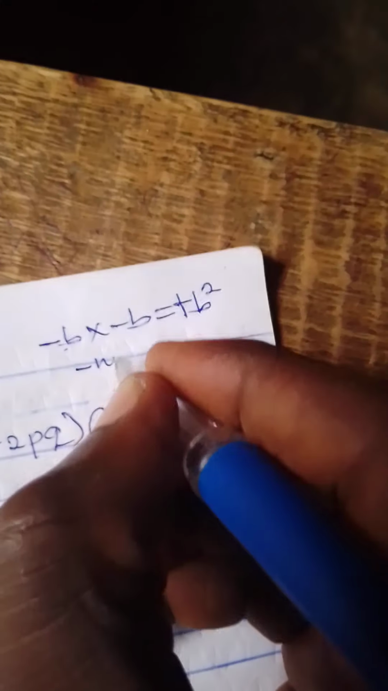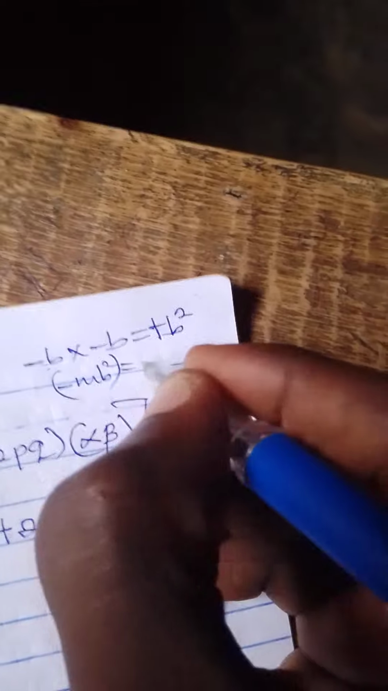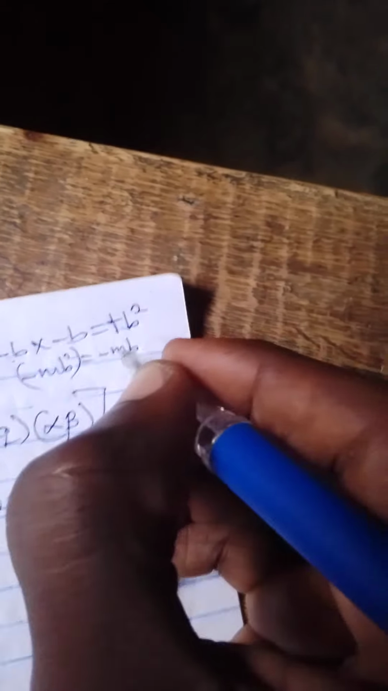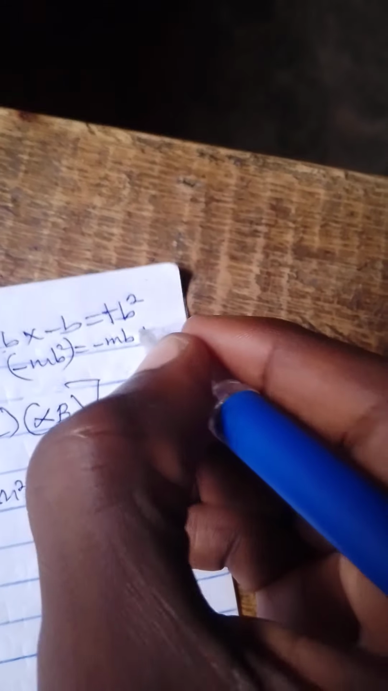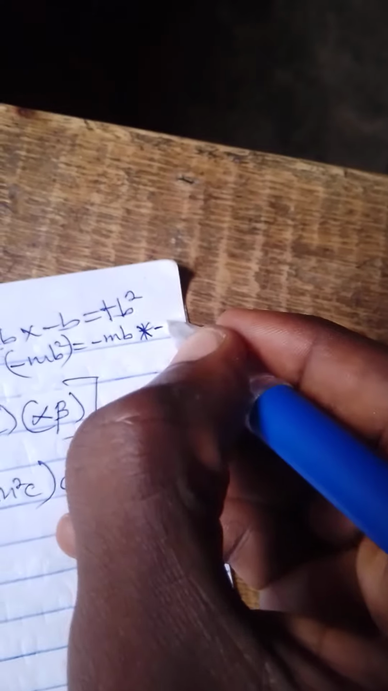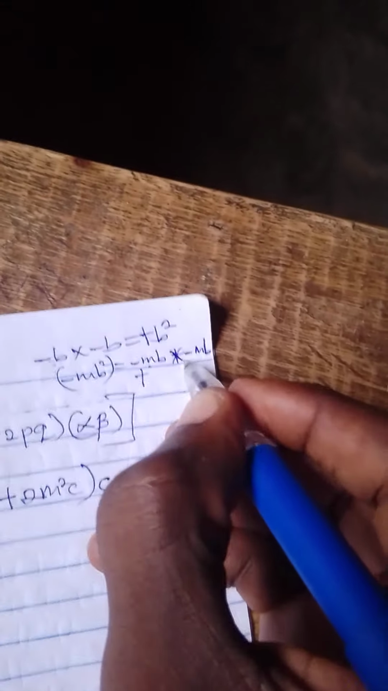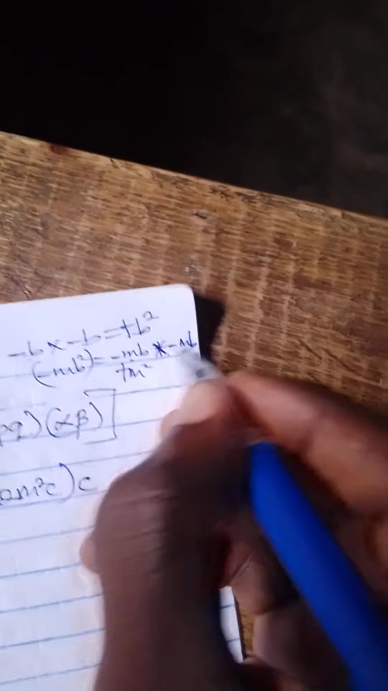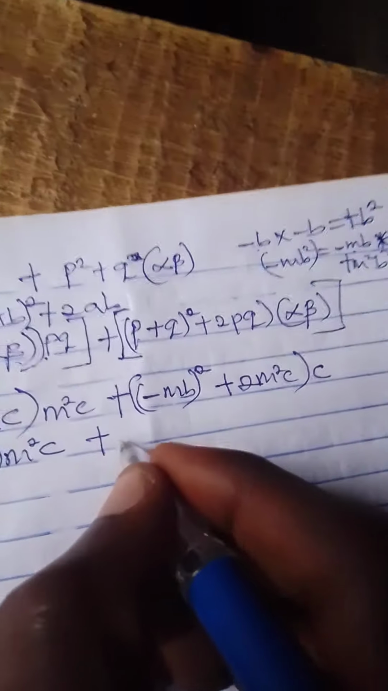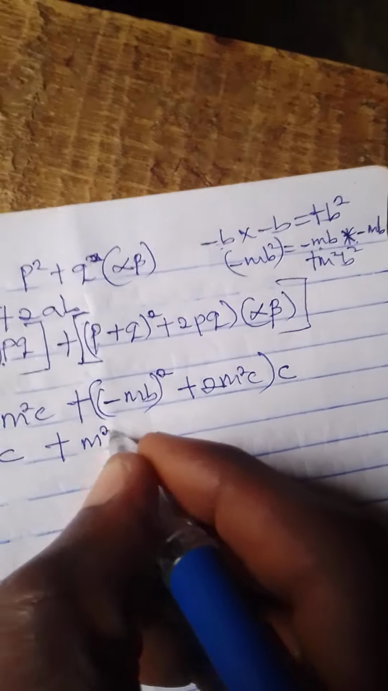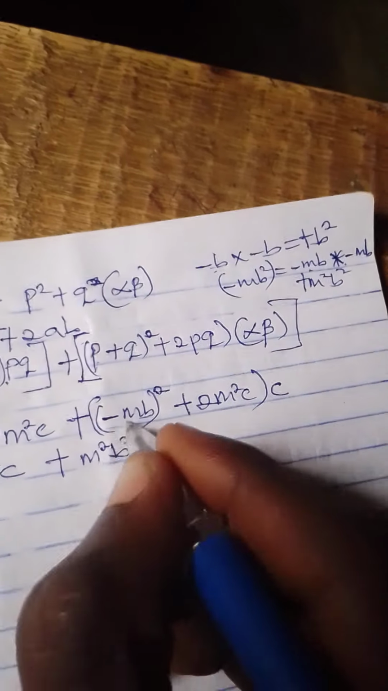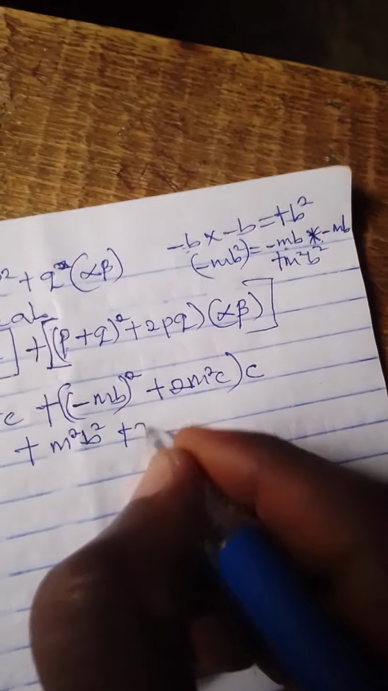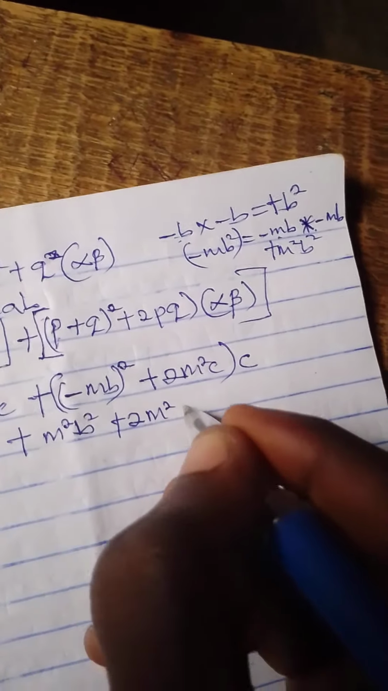Plus now minus mb square. Minus mb square is the same thing as minus mb plus what? m times what? Minus mb. Minus mb, and we are going to have minus times minus will give you plus, m times m will give you m square and b square. So we have m square b square for this thing alone plus 2m square c.